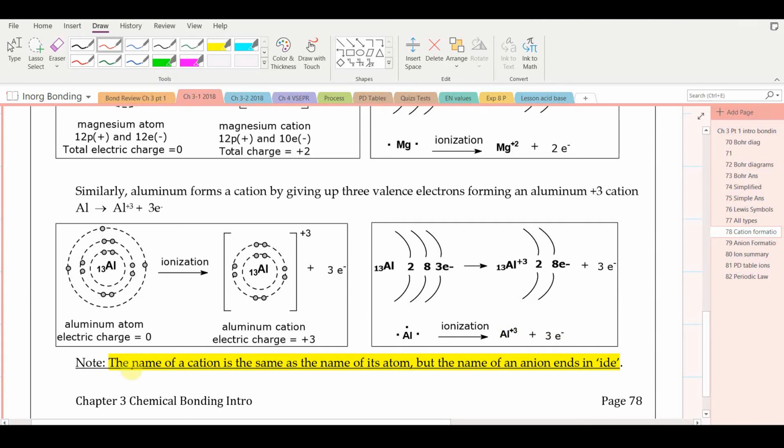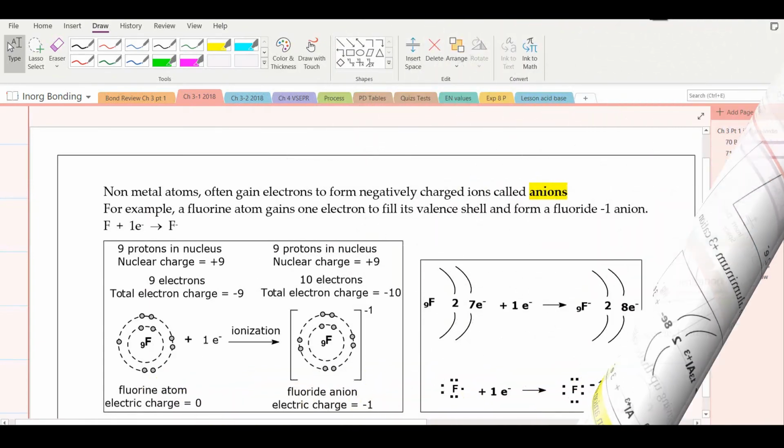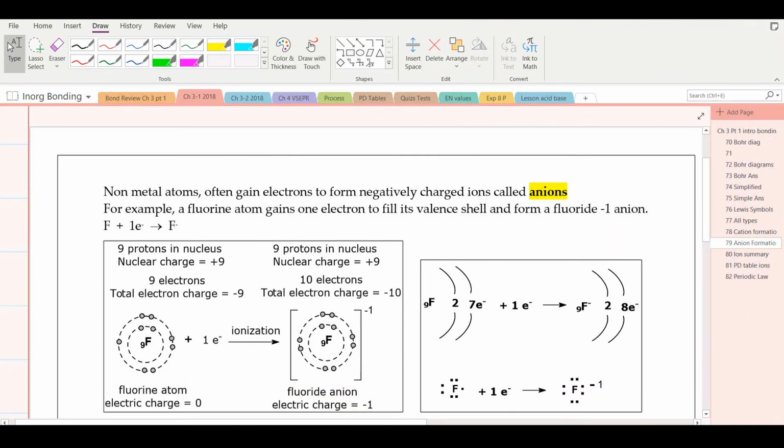You'll have noticed that the name of the cation is the same as the name of the atom. So this is aluminum atom, this is aluminum cation. But you'll notice when we look at anions next, the ending of the name is changed to an IDE ending. Page 79, please. So on page 79, let's look at the formation of anions.